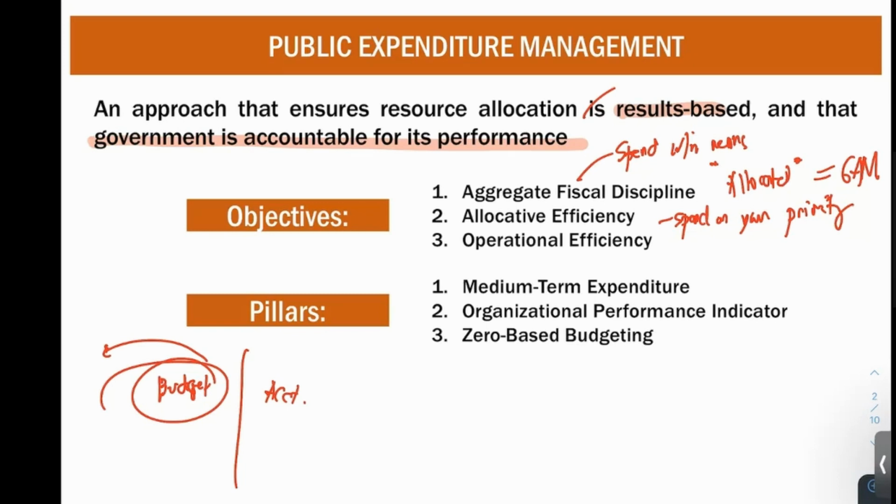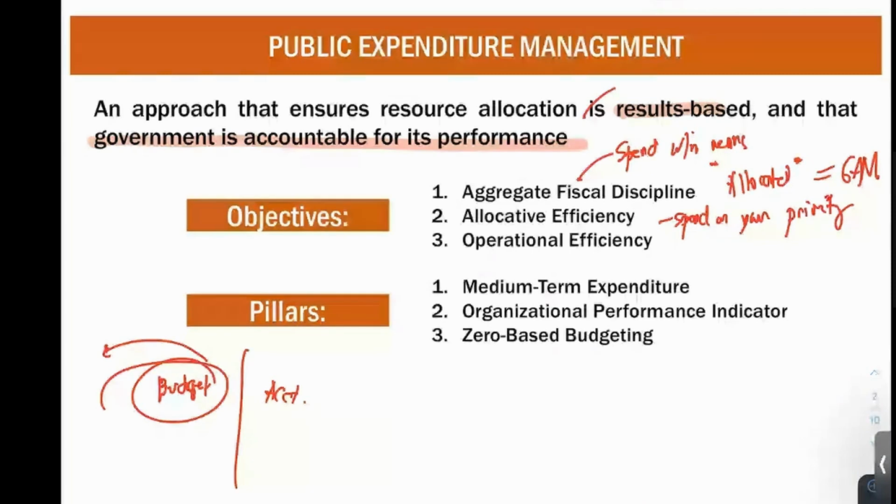And lastly, the objective of this public expenditure management or PEM is operational efficiency. So ensure that your spending or your expenditure must be ultimately for the people and that the money provided by the taxes or the revenues of the government is for the people. So it is the best value for the people.